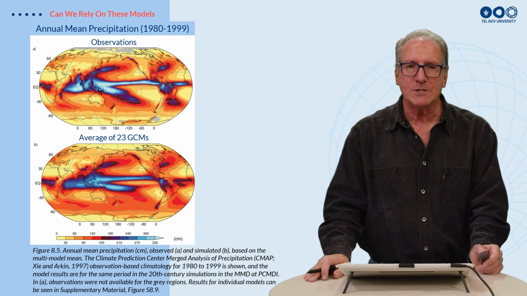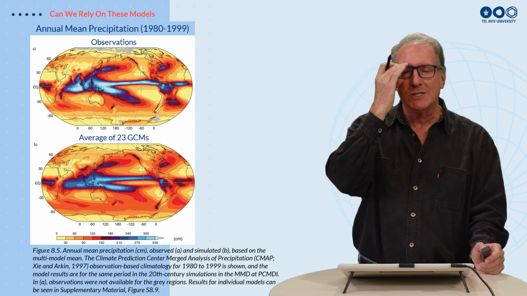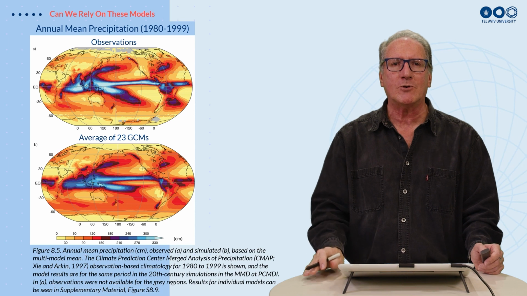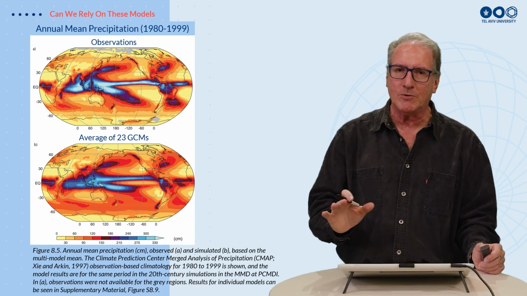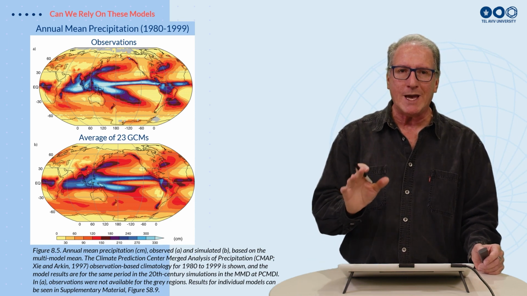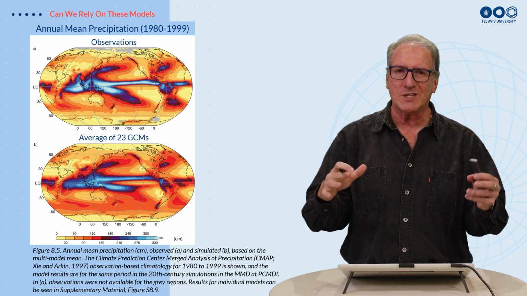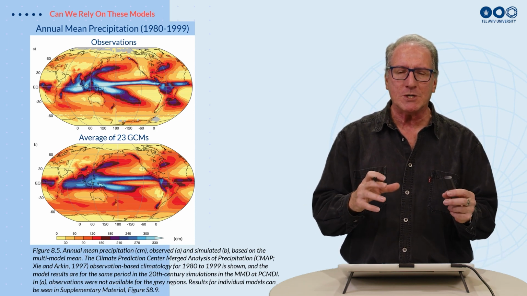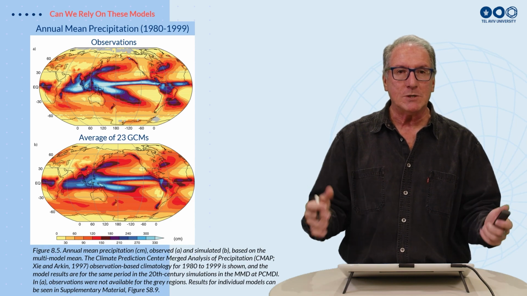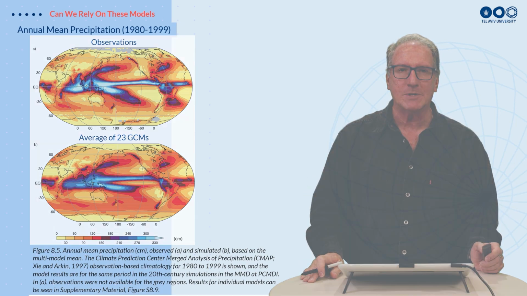But there are differences. If you look in detail, you'll see that there are obviously differences between the observed rainfall and the models. The models are not perfect. They're the best tools we have to try to understand the climate, but they're far from perfect, both because of their spatial resolution, the coarse spatial resolution, and because there's some things we still don't know about the climate system.